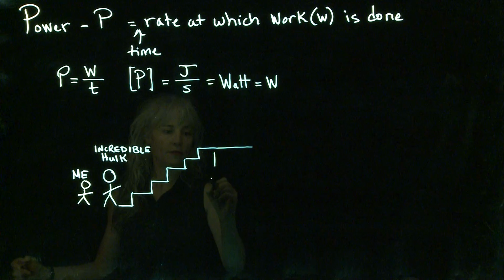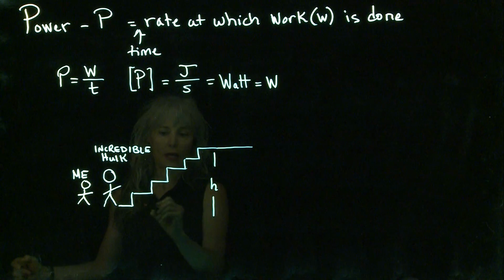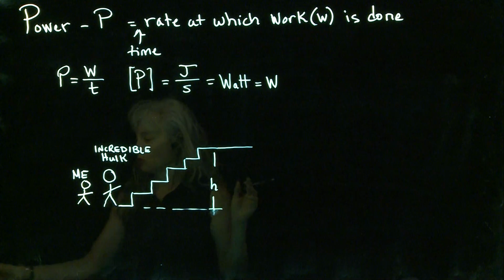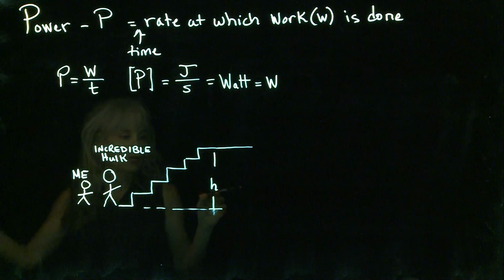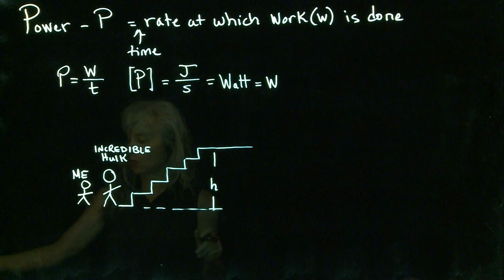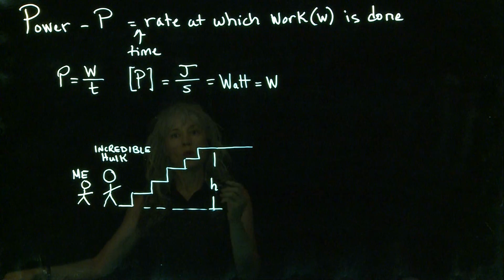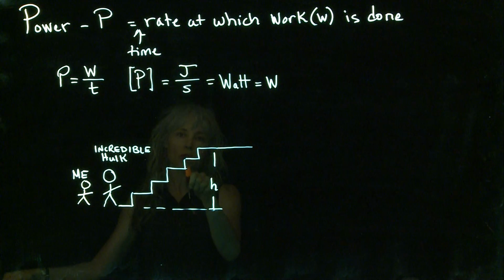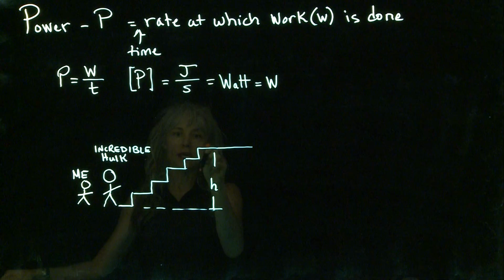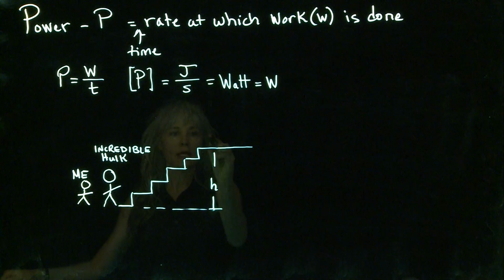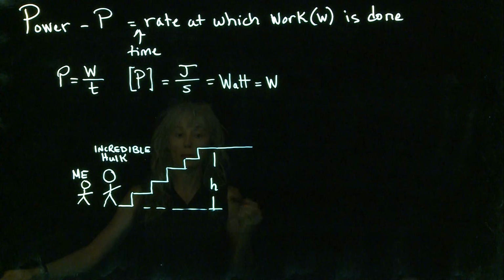So this is the height of the stairs. And the work that is going to be done as we traverse these stairs is going to be the work that we have to do divided by the time it takes us to do that work. Well, what work are we going to have to do? We're going to have to work against the gravitational field that's pulling down on us. So the work that we're going to do is the force of gravity that we have to counteract upward times the displacement over which we have to apply that force.